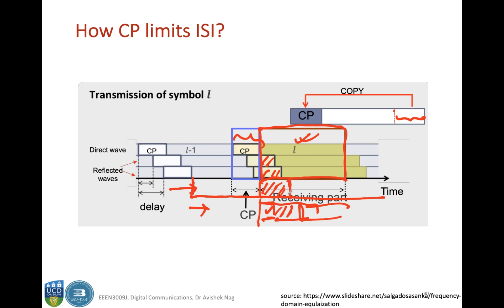The choice of cyclic prefix depends on the maximum delay spread of the channel. Whatever the maximum delay spread is, the total cyclic prefix length can be equal to this. In that way you can eliminate the effects of ISI.